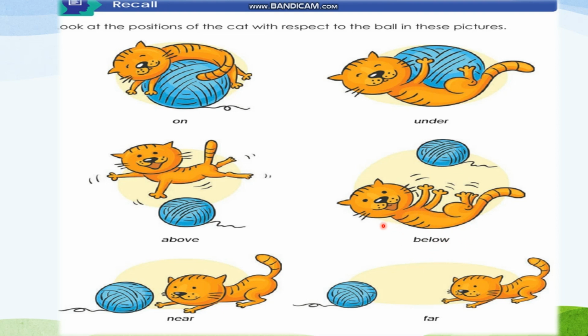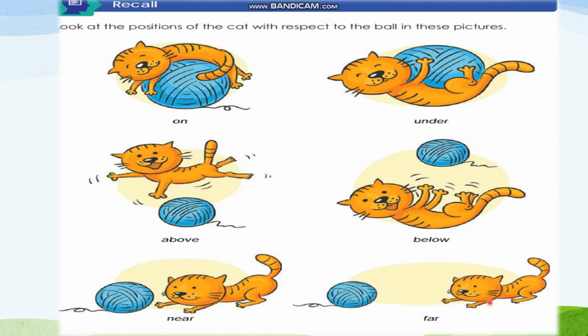B-E-L-O-W. Below. Here below. The word below shows the position of this cat. And here the word above shows the position of this cat. Now look. Here the cat is near to the ball. Isn't it? That means the cat is next to, or near to, the ball.